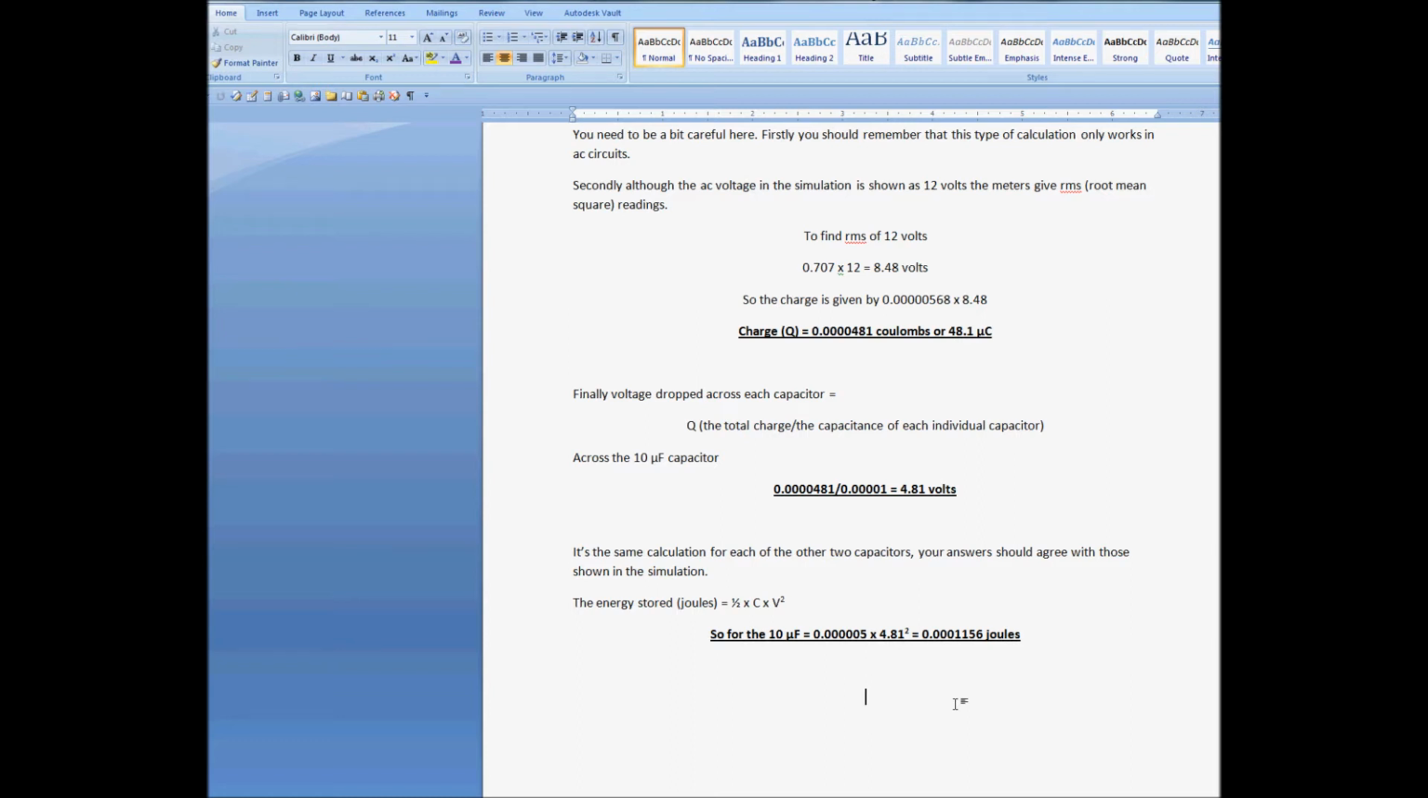This should give you a good insight in how to proceed with the rest of the outcome. The calculations are very much the same.